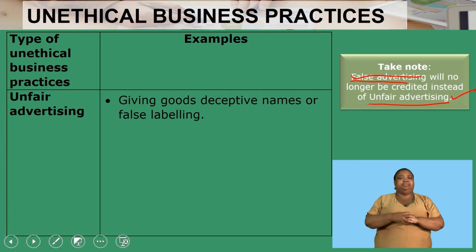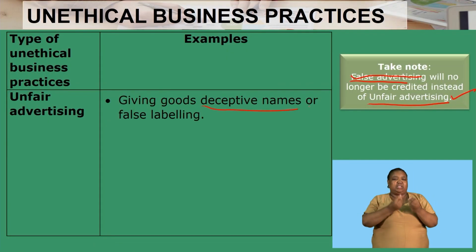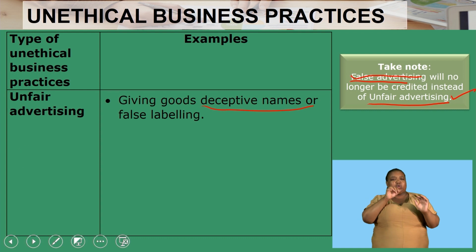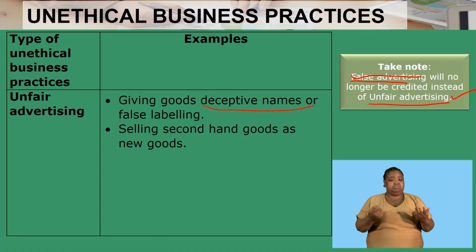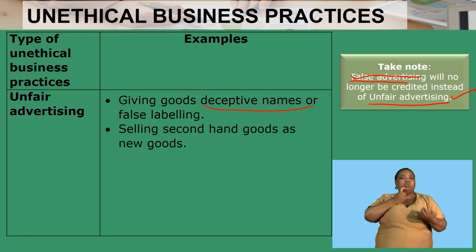Right, it says here giving goods deceptive names or false labeling. So you need to be honest when you are labeling your goods and not be deceptive. Right, like selling secondhand goods as a new good. Why? Because you want to make profit, and then you tell people that this is a new good, whereas it's not new, it is a secondhand. So if it's secondhand, you need to mention that to customers instead of deceiving them.